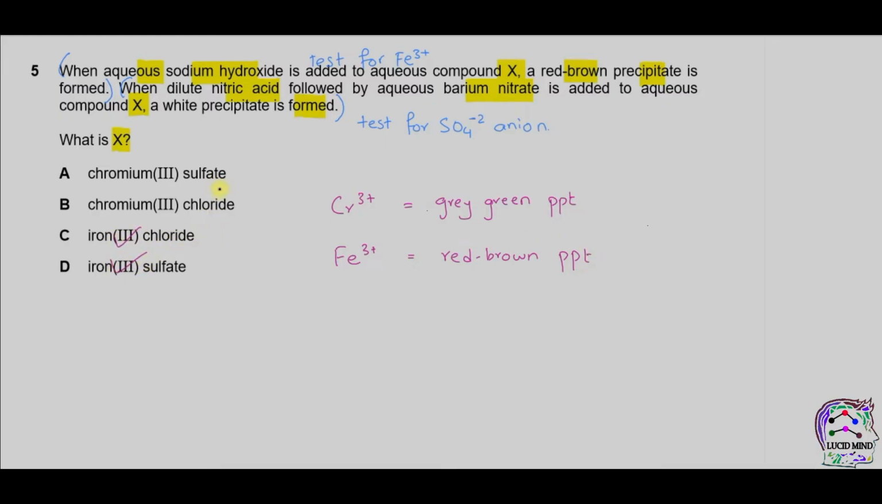Now looking at the second thing, we have sulfate and we have chloride. For sulfate, when barium nitrate is added, barium reacts with sulfate ions to form a precipitate of barium sulfate, and this is white in color. While for chloride, it does not form a white precipitate, it will form barium chloride, which is soluble. So it is sulfate, not chloride. The correct answer is therefore D.